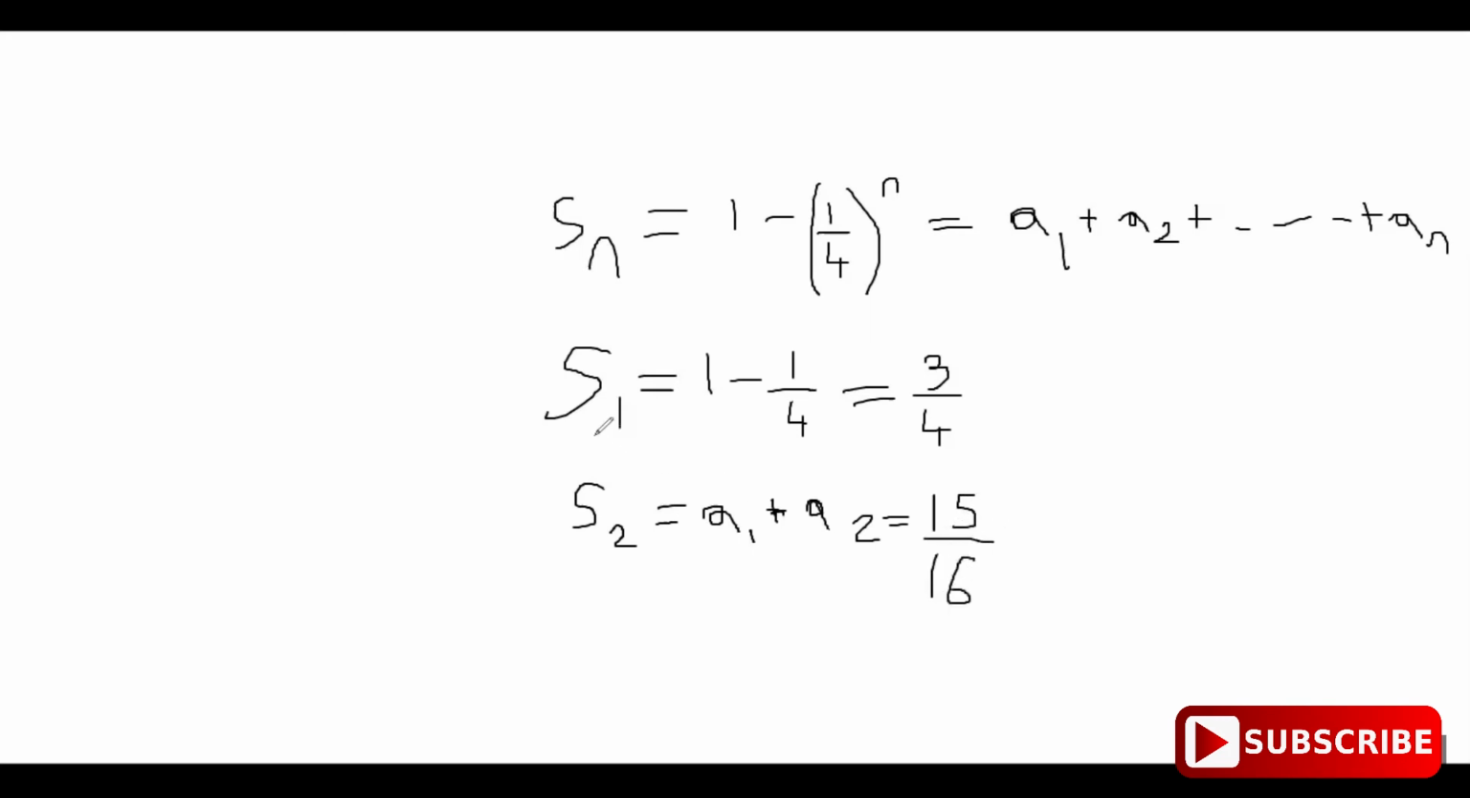So now, if I know S1 is 3/4, which is the first term, I can find the second term. And so 3/4 plus A2 is equal to 15 over 16. So I need to transpose for A2. So I just bring it over. And so I can rewrite 3/4 as 12 over 16. And so it's going to be 3 over 16. So A2 is 3 over 16.